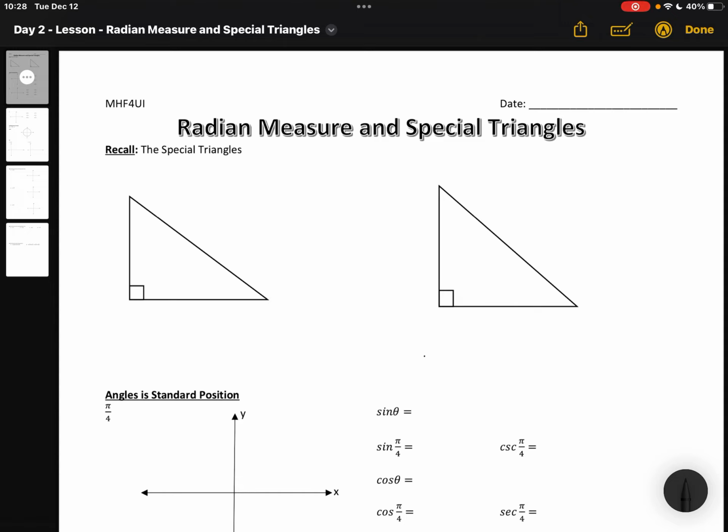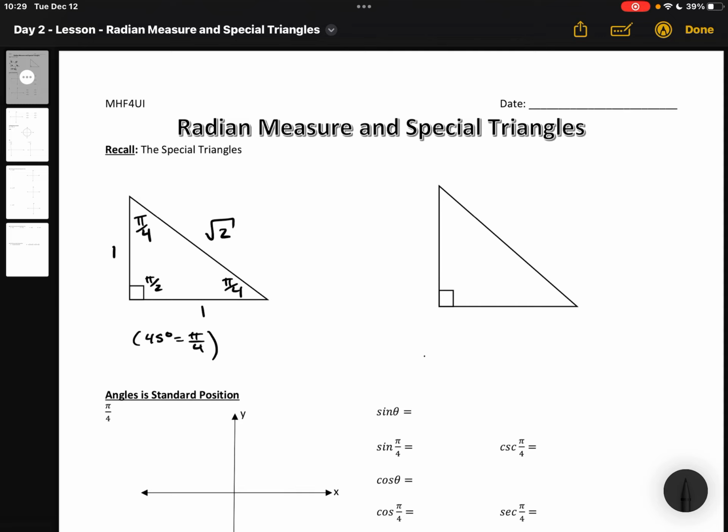So the first thing that we need to remember are the two special triangles that we have. The first triangle is the 45, 45, 90 triangle. And in radians, that is pi over 4, pi over 4, and then this one is pi over 2. Our side lengths are 1, 1, and root 2. And I'm just going to put down that 45 degrees is equal to pi over 4.